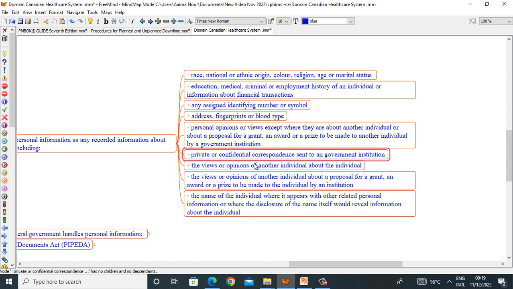Private or confidential correspondence sent to a government institution. The view or opinion of another individual about the individual. The views or opinion of another individual about the proposal for a grant, an award or prize to be made to the individual by an institution. The name of the individual where it appears with other related personal information or where the disclosure of the name itself would reveal information about the individual.